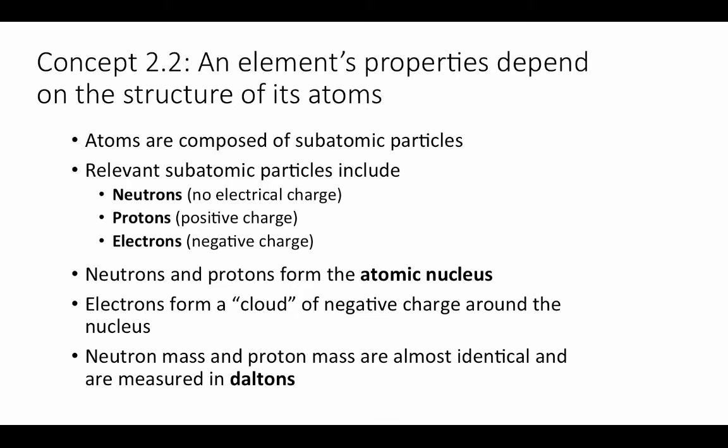The neutron mass and the proton mass are almost identical to each other and are measured in Daltons. So for the purposes of this course, we're not going to worry that much about atomic mass. You're going to deal with it a lot in chemistry, but just know that in general, the mass of the atom is determined by the masses of all of its neutrons and protons.